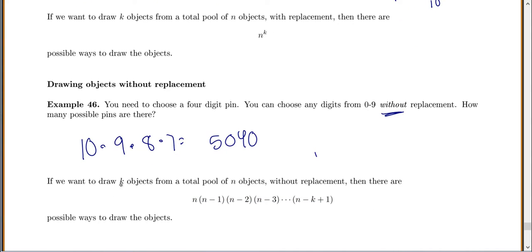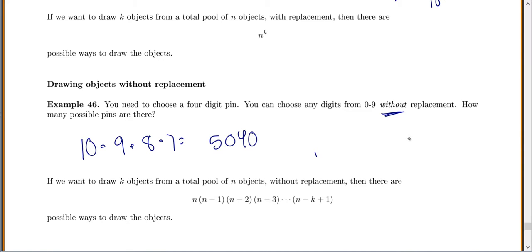And so for this formula, if you want to draw k objects from a total pool of n objects without replacement, then there will be n times n minus 1 times n minus 2 times n minus 3 up to n minus k plus 1 possible ways to draw the objects. So again, this is much more complicated to me than just thinking it out.